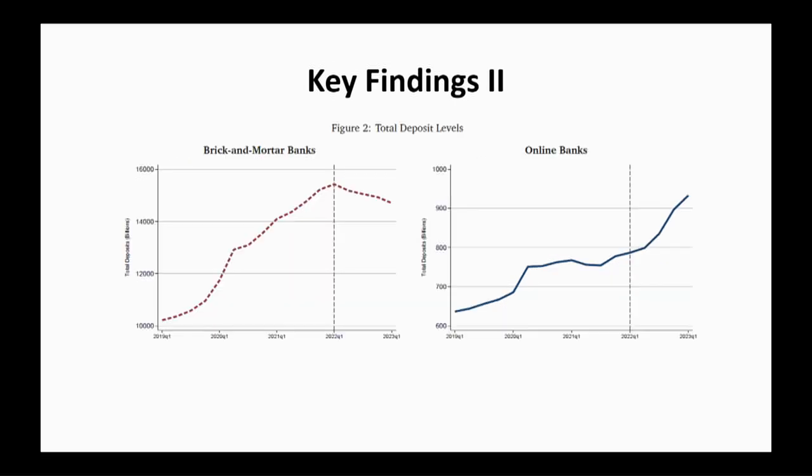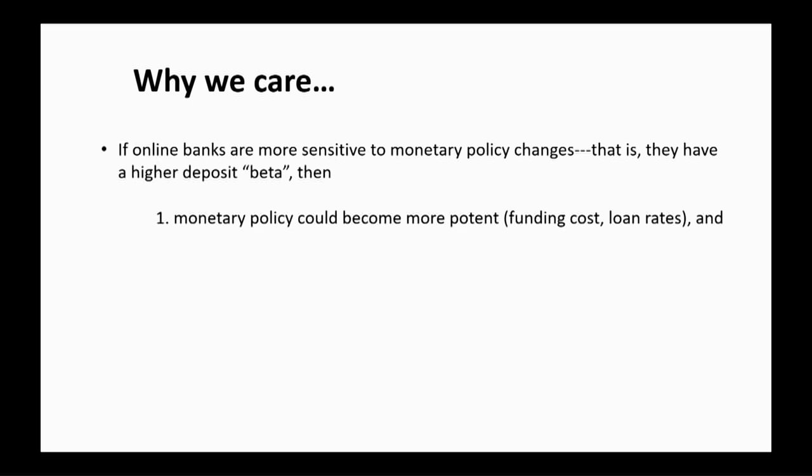The second thing is deposits, right? Traditional banks, left-hand side, lose out deposits. Online banks actually get fairly sharp inflows. Now, that means what? So why do we care about what's going on here? Well, the first thing is, if online banks are more sensitive to monetary policy changes, if they have a higher beta, then monetary policy could, in theory, become more potent through these online banks, right? The transmission to funding costs and eventually loan rates, which would then affect consumption, would be more potent. It would go faster, and it would be more potent.